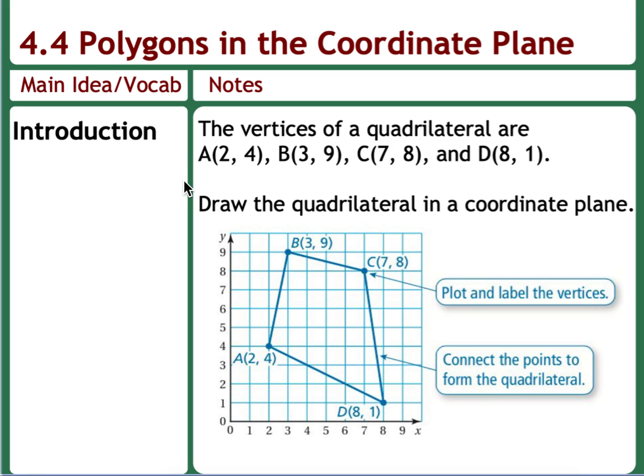Welcome everyone to our lesson on polygons in the coordinate plane. As the title suggests, we are going to be creating polygons in the coordinate plane. Today we're just going to focus on quadrant 1 with positive x's and positive y's, so it should go pretty quickly. This example shows us that we have vertices.